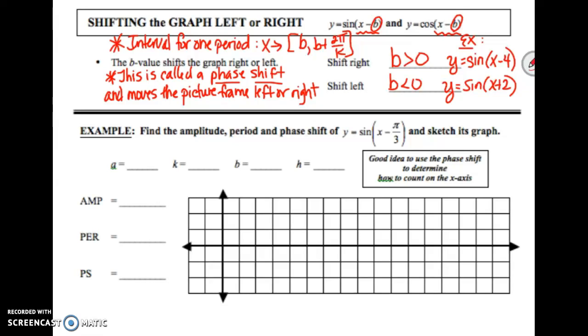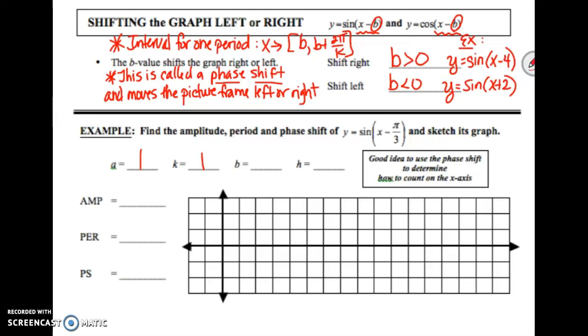All right, so our next example here, it says find the amplitude, the period, and the phase shift of y equals sine of x minus pi over 3 and sketch its graph, okay? Now our amplitude, we haven't really changed our amplitude yet. The amplitude is just the height of the graph. So A is 1. That just means that the top of our graph is going to be a positive 1 and the bottom of our graph is going to be a negative 1. Our k value for this example is 1, so we're not going to be changing our period. Since we're graphing sine, our period is still going to be 2 pi.